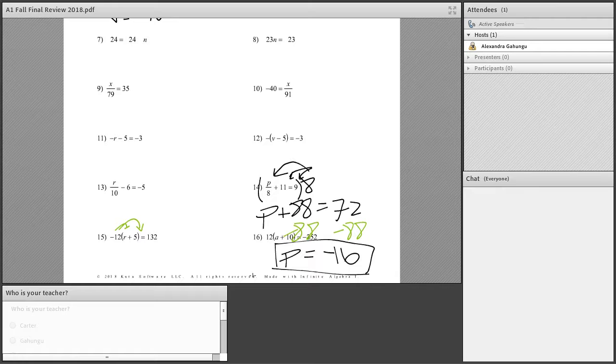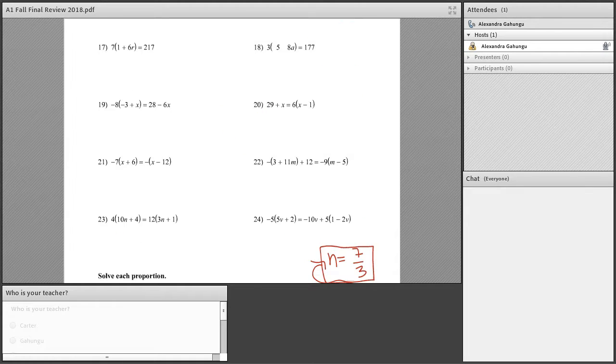Next up, we'll go to the next page. Let me erase some of my old stuff here. Okay.